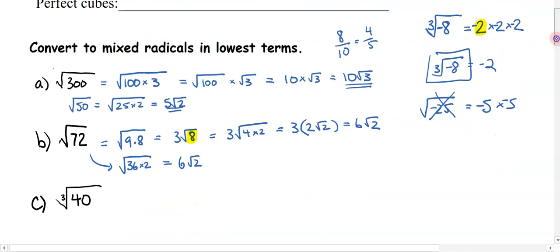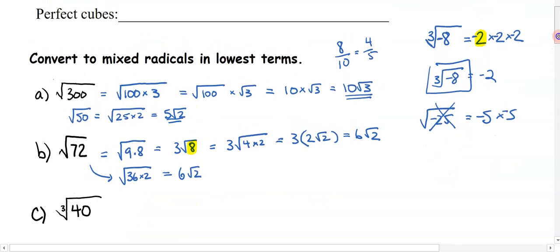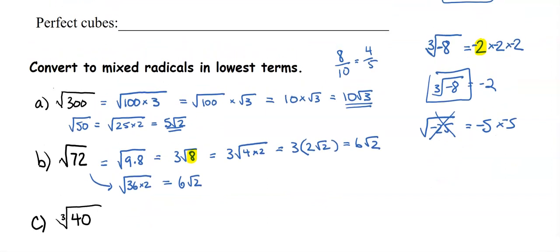All right, let's try a cubed root one. So we need to look at our perfect cubes. So our perfect cubes, again, 1 we're going to ignore because 1 doesn't simplify it. It's like a fraction.